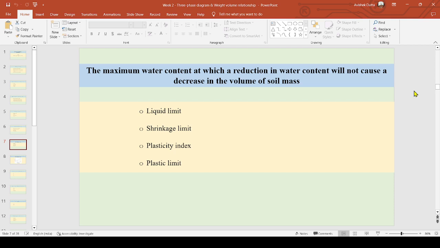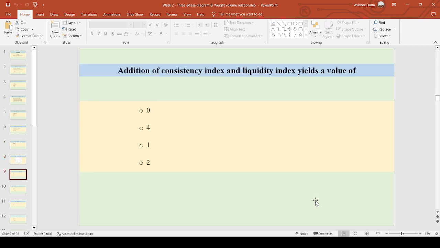I'll repeat the question. The maximum water content at which a reduction in water content will not cause a decrease in the volume of soil mass. Your options are liquid limit, shrinkage limit, plasticity index, or plastic limit. Next question.